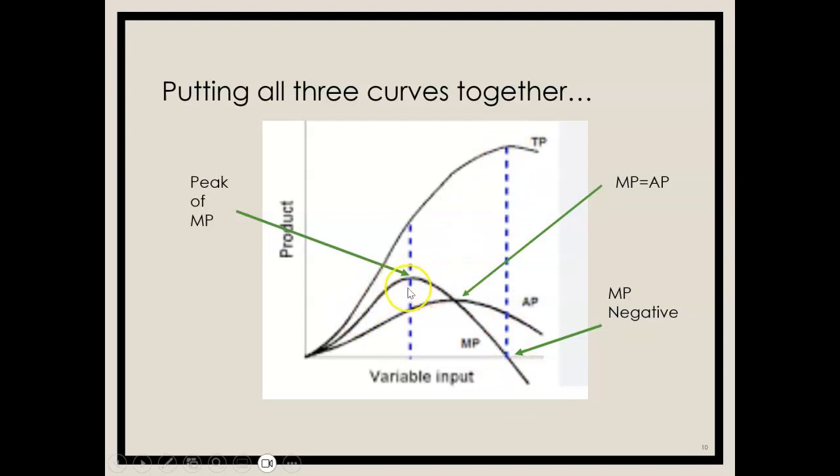Marginal product is greater than average product, so average product is increasing. And when it's less than, average product is decreasing. And notice I've marked the sort of turning points here on the diagram.